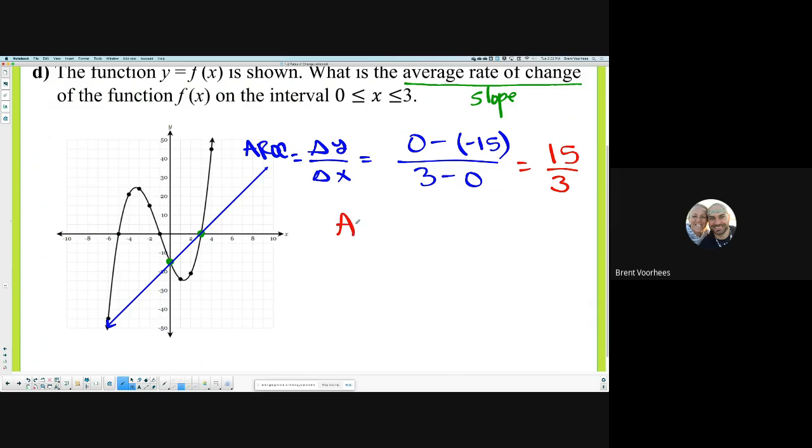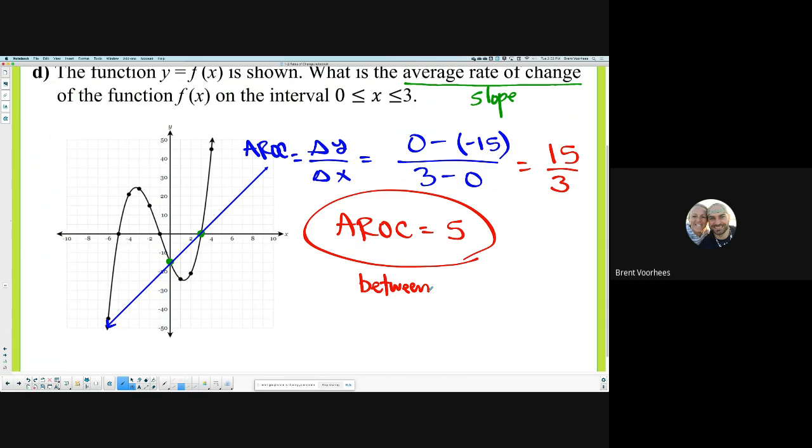What's our AROC this time? 5. Good. Average rate of change is 5. And you know what? I should have been doing on all of these is on the interval. You could say between 0 is less than or equal to x, less than or equal to 3. I should be saying the interval each time because the slope would be different on different intervals. The average rate of change between 0 is less than or equal to x, which is less than or equal to 3, would be 5. I should have been including that on all of them if you wanted to be precisely correct.